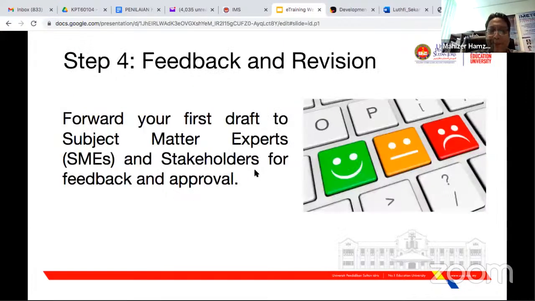Tadilah. Okay, then step 4, feedback and revision. Okay, don't forget, when you already develop the modules, the e-training modules, make sure that you send it to the subject matter expert and stakeholders for them to give feedback and approval, because once you have done a great job, but you don't know whether it really fulfills the needs of the stakeholder, or whether the subject matter expert found that it is very useful, or maybe some of the facts, ataupun maklumat yang ada di dalam tu kurang tepat.